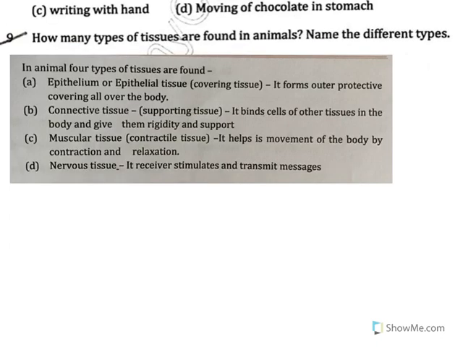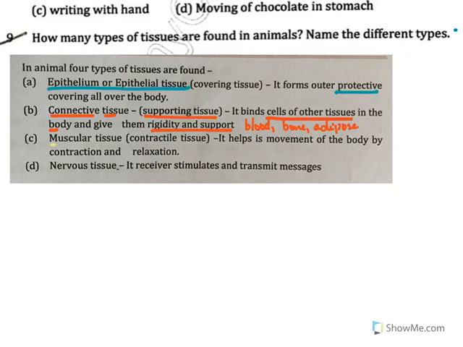How many types of tissues are found in animals? Name the different types. First is the epithelium or the epithelial tissue. It forms a protective covering all over the body. Then we have the connective tissue, which is a supporting tissue. It binds the cells of other tissues in the body and gives rigidity and support. So examples of connective tissue are blood, bone, the adipose. These are all connective tissues. They connect the different parts of the body.